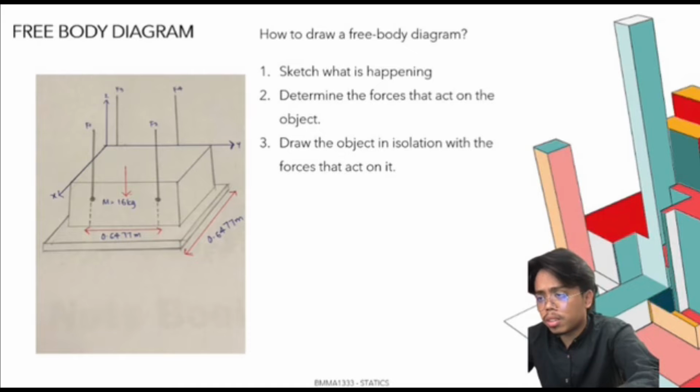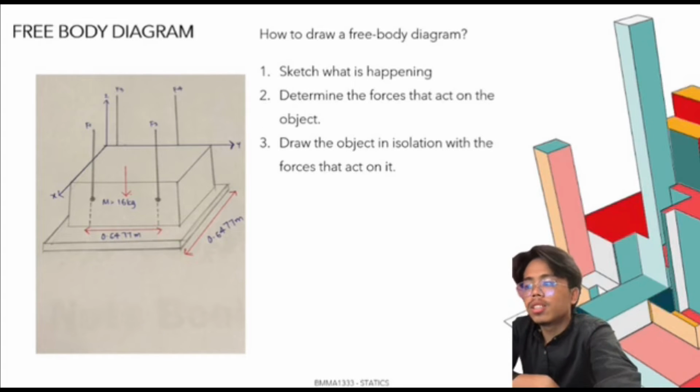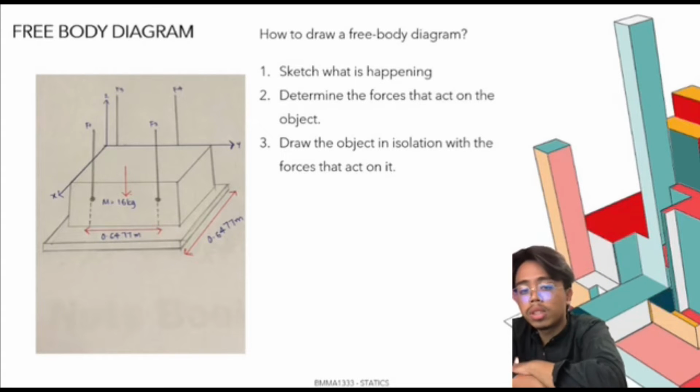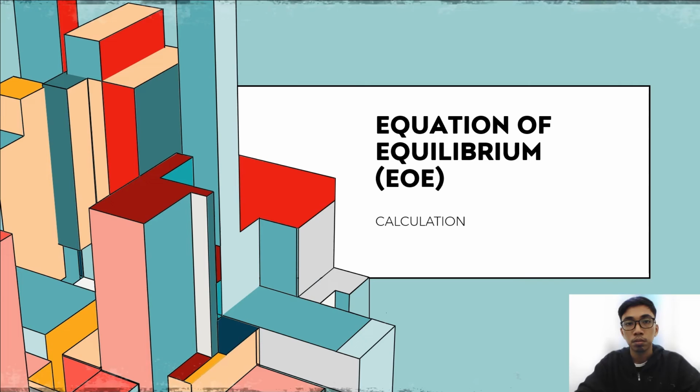The mass is 16 kilograms, and the length given is 0.65477 meter. So to draw a free body diagram, we need to draw the object of interest, draw all forces acting on the object, and resolve all force vectors into x and y components. That's all from me. Thank you.